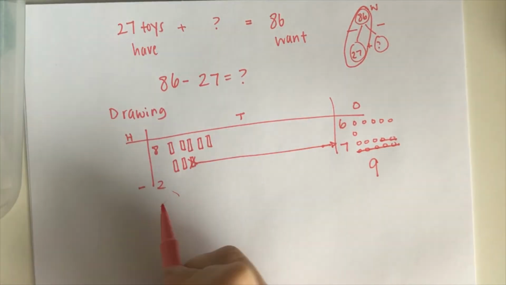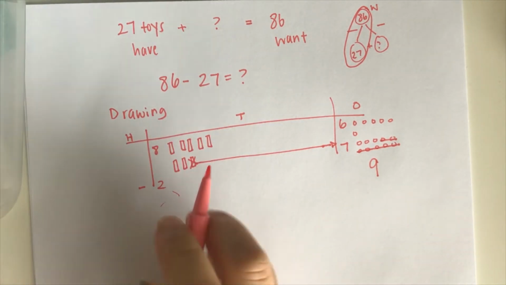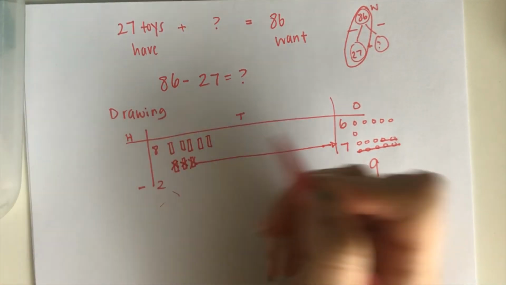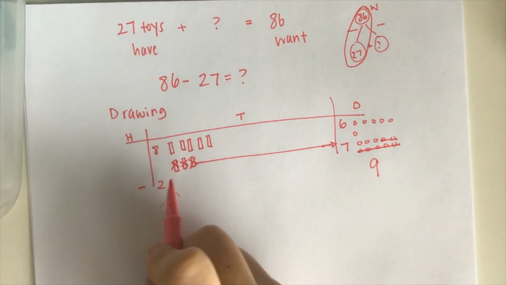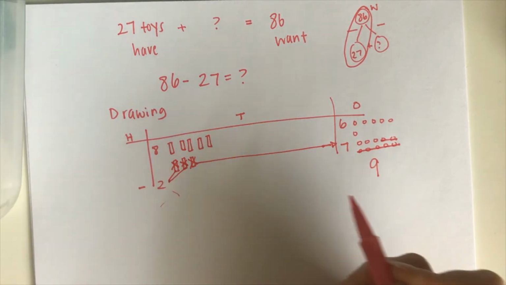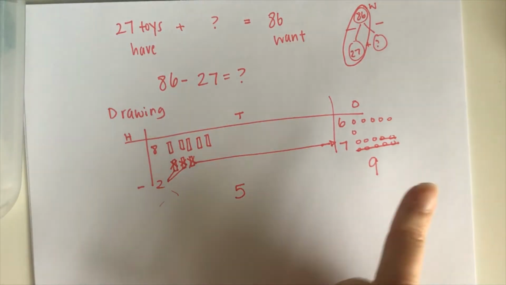And I have 8 here, trying to take away 2. Already gave 1 here. You need to cross off 2 more. So if you see, I actually crossed off 3 because I sent 1 over here and I crossed off 2 for here. So now I have 5 left here, so your answer should be 59.